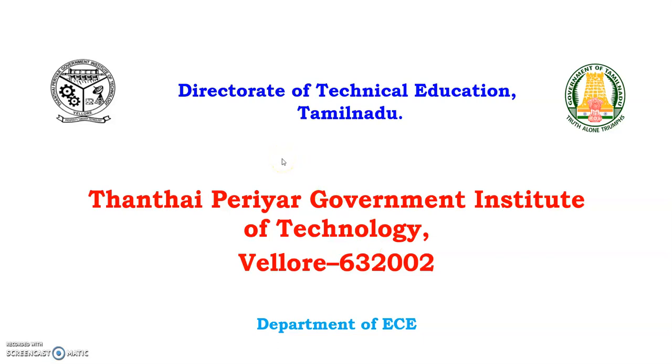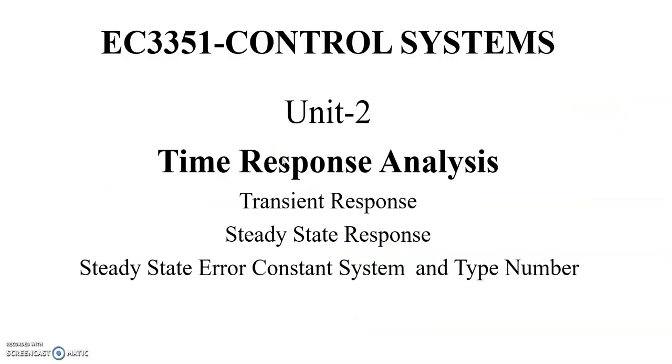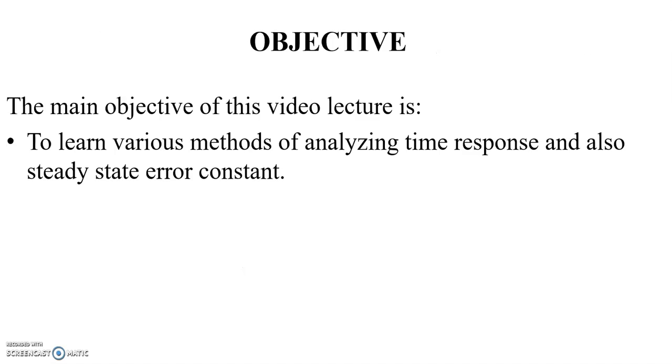Let us discuss the topic control systems under Unit 2 of time response analysis. The topics are transient response, steady state response, steady state error constant, system and type number. Objective: the main objective of this video lecture is to learn various methods of analyzing time response and also steady state error constant.